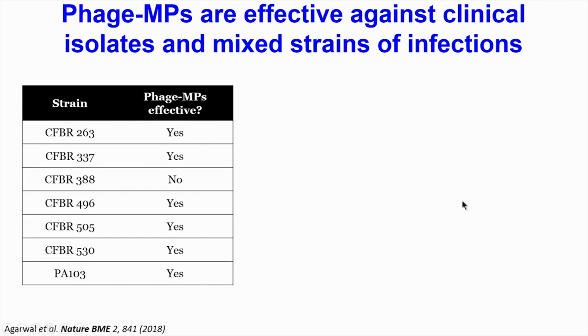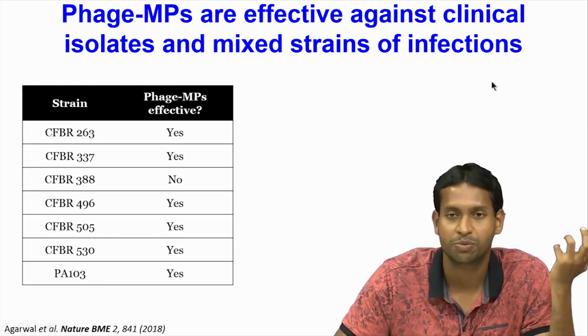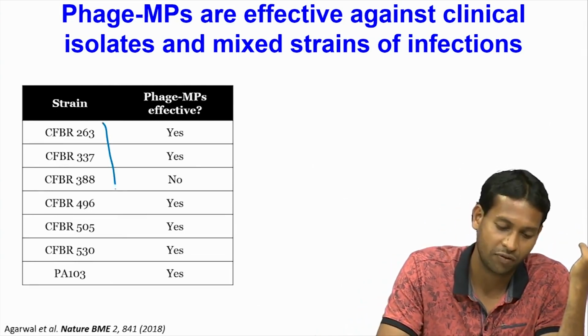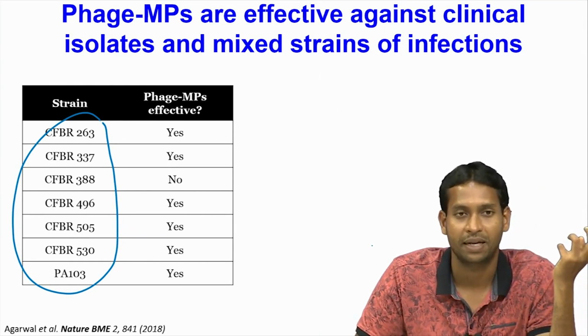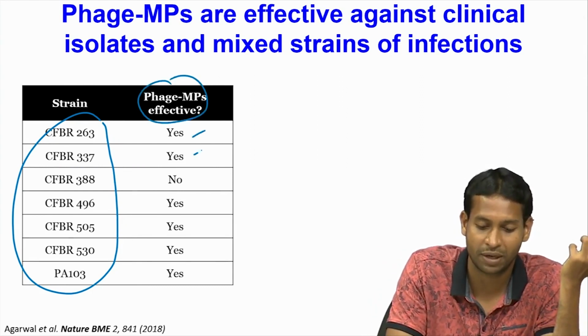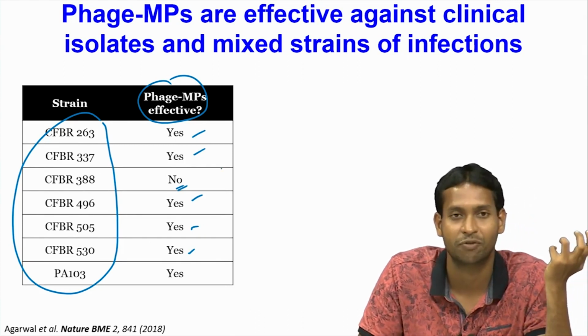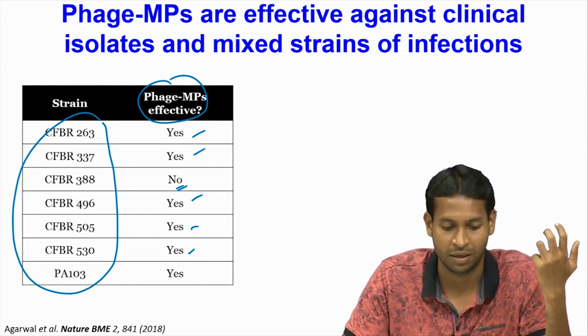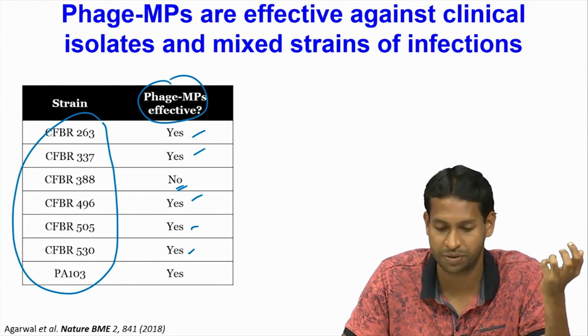Then they wanted to see whether something like this is going to work on clinical strains. I said the authors initially used the lab strain, that was PA01. Lab strains are good to do your optimization, but obviously the clinical strains are much more virulent and much harder to treat. So, what they did is they checked it on various strains of bacteria that are isolated from patients, and what they find is their phage microparticles are able to kill most of these. There is one here that it was not able to kill, but nearly all of these clinical isolates were killed by this phage microparticle formulation.